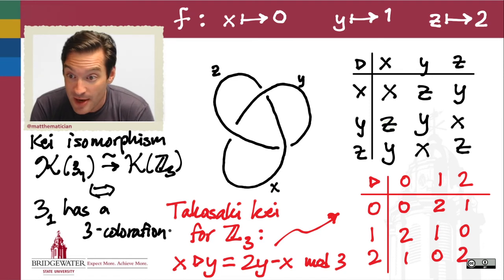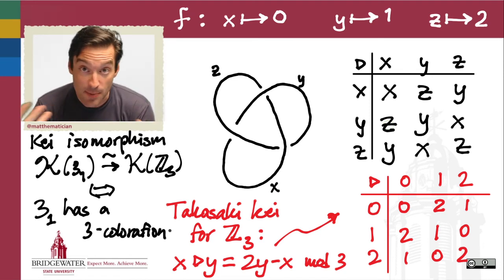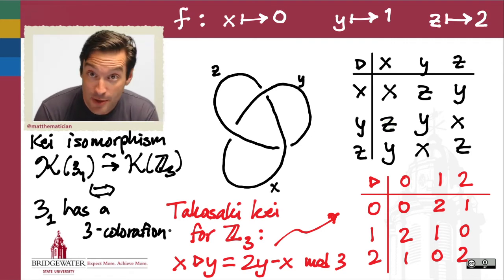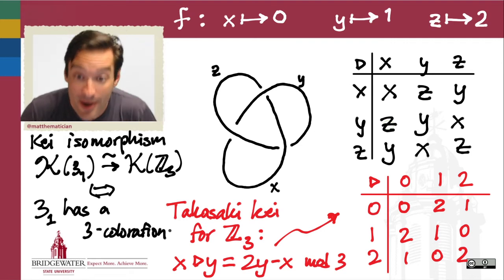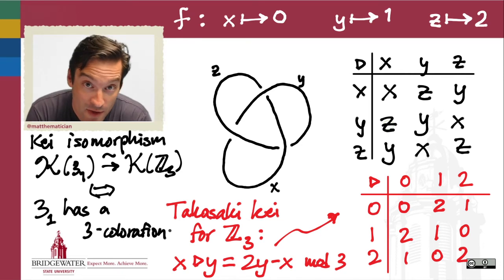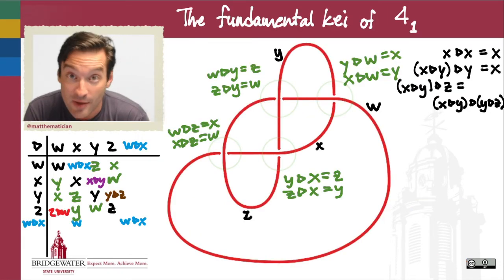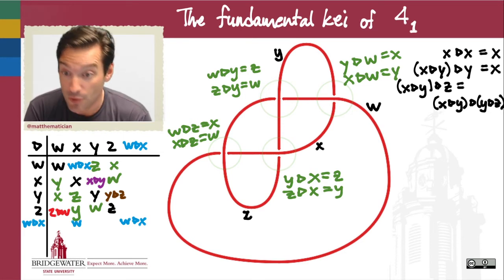And in this example, it's the easiest to see just because this Kei is really small, right? The fundamental Kei has only 3 elements, and the Takasaki Kei has only 3 elements that behave in exactly the same way that the arcs in our fundamental Kei behaved. So you might imagine that if we wanted to do this with the fundamental Kei of the figure 8 knot, there might be a little bit more to do.